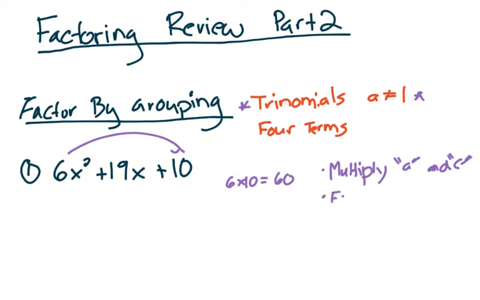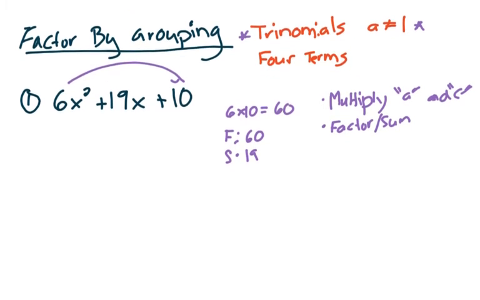My second step is I'm going to factor some with this. So I'm going to find factors of 60 that have a sum of 19. So two numbers that multiply to 60 that add to 19. Now, often I find this is probably where people struggle the most, is that they can't think of the factors.